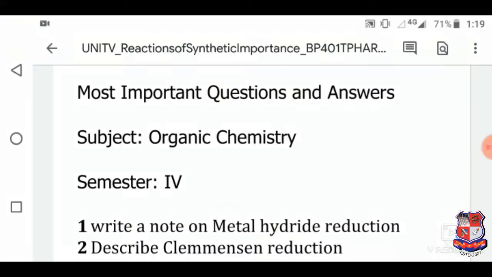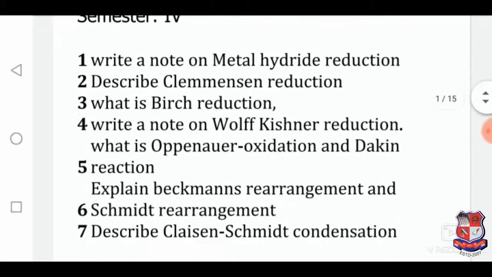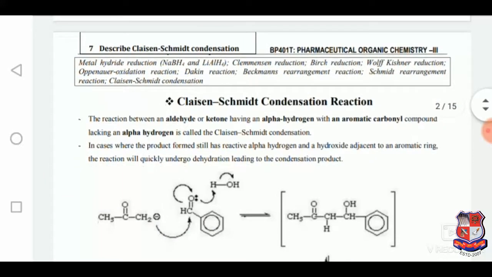Hello students, today we will discuss some important questions and their answers in Organic Chemistry Semester 4. These are the questions. Question number 7, describe Claisen-Schmidt condensation. This is one of the most important questions, frequently asked in GTU examinations.